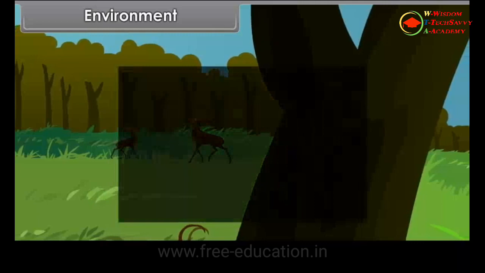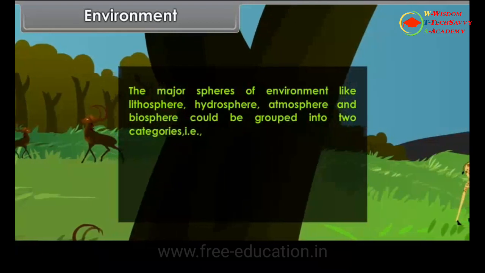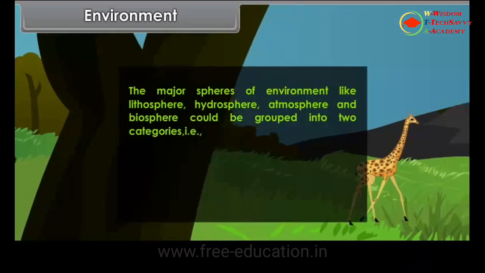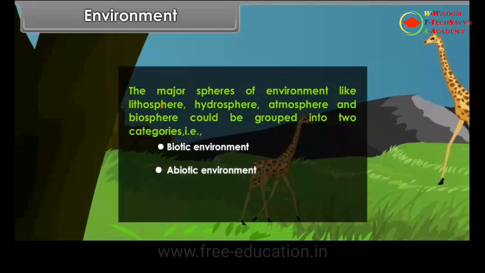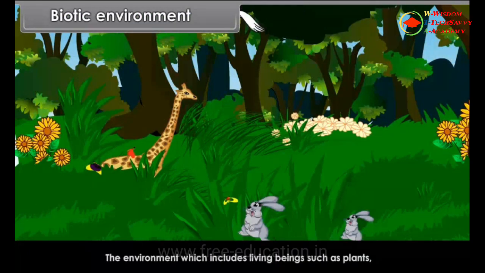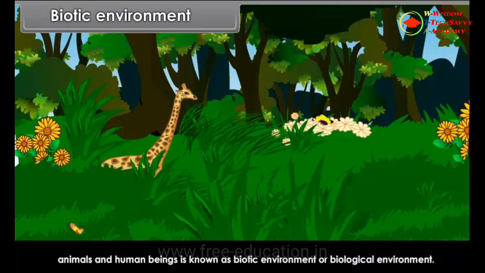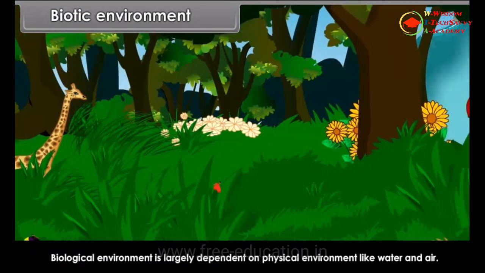The major spheres of environment like lithosphere, hydrosphere, atmosphere and biosphere could be grouped into two categories, that is, biotic environment and abiotic environment. Biotic environment. The environment which includes living beings such as plants, animals and human beings is known as biotic environment or biological environment. Biological environment is largely dependent on physical environment like water and air.